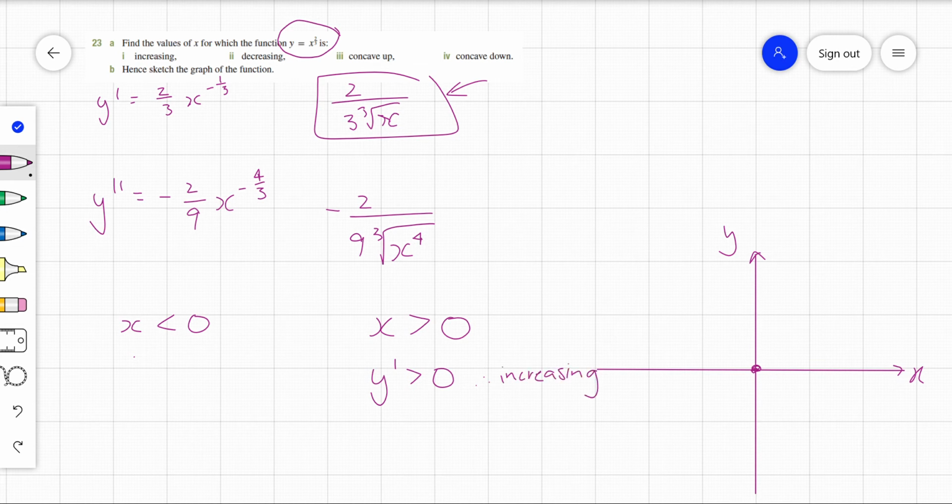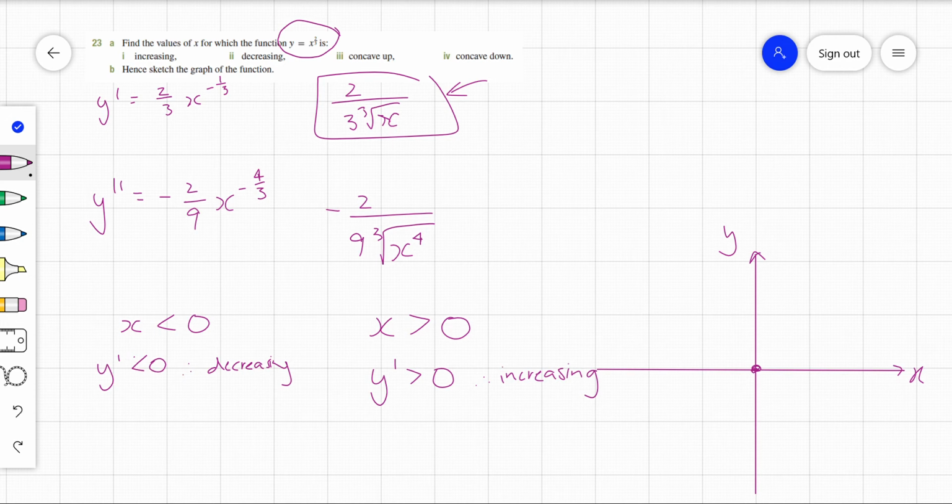What about for negative values of x? I'm finding the cube root of a negative, which will stay negative. So 2/3 of that will be a negative. So y dash in this case, when x is negative, will be a negative. Therefore, it'll be decreasing. So think of the curve decreasing on the left-hand side and increasing on the right-hand side.